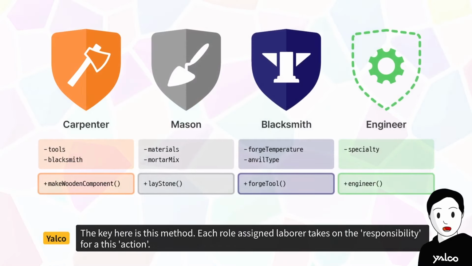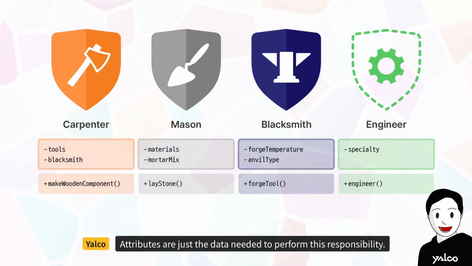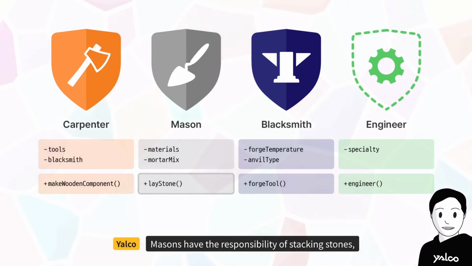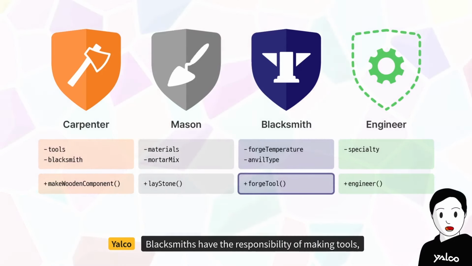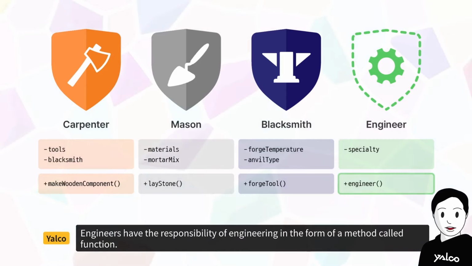The key here is this method. Each role assigned laborer takes on the responsibility for this action. Attributes are just the data needed to perform this responsibility. Masons have the responsibility of stacking stones, blacksmiths have the responsibility of making tools, engineers have the responsibility of engineering, in the form of a method called function.